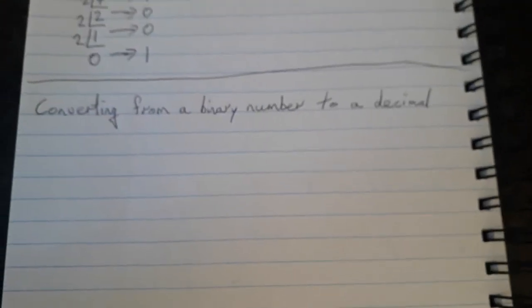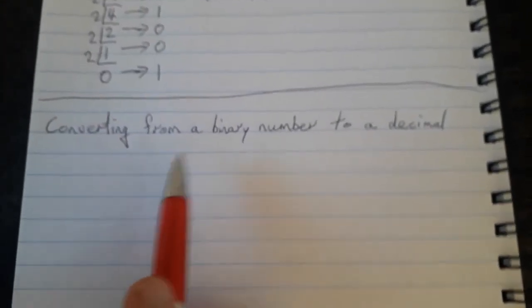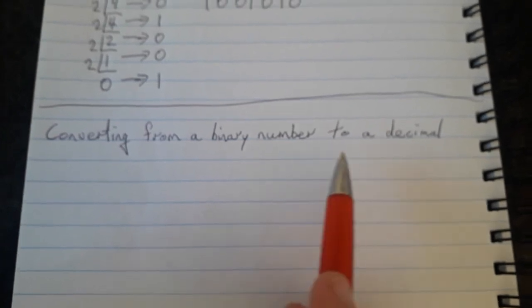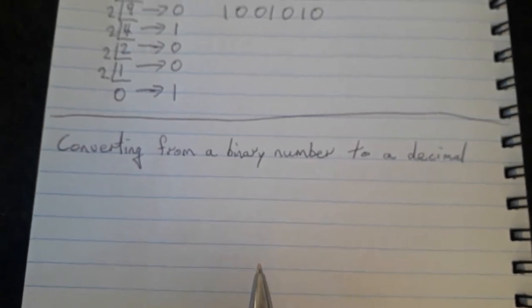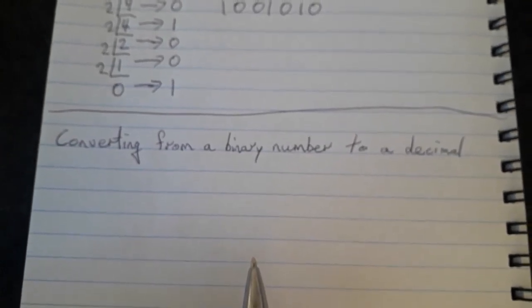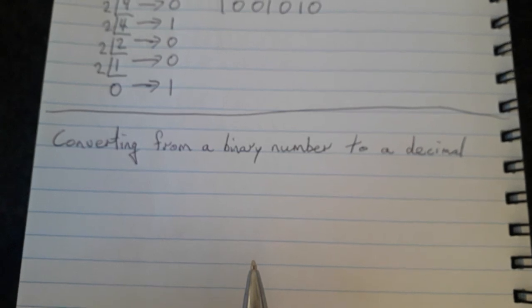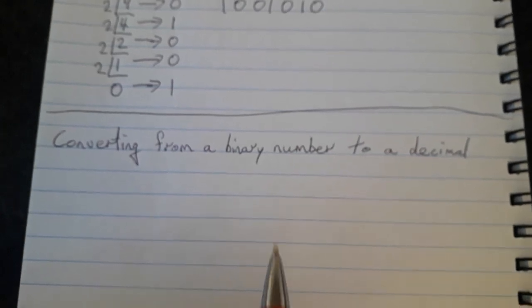Okay, hi all. So in this video I want to show how to convert from a binary number, or base 2 number, to a decimal number, a base 10 number. In order to be able to do this though, a little bit of knowledge of indices base 2 is necessary, or like 2 to the power of different numbers.